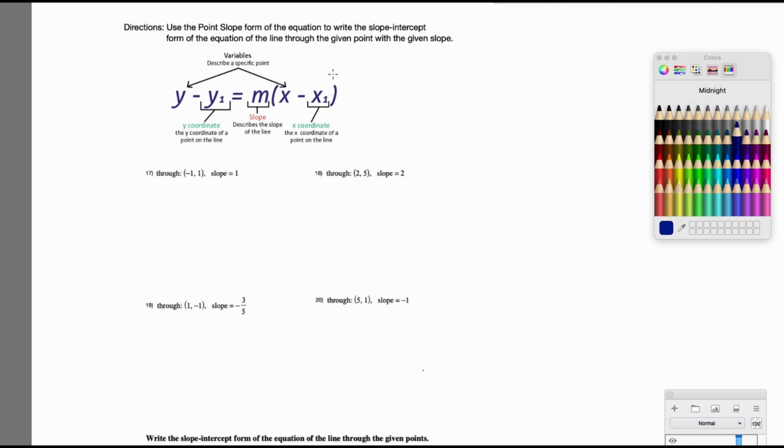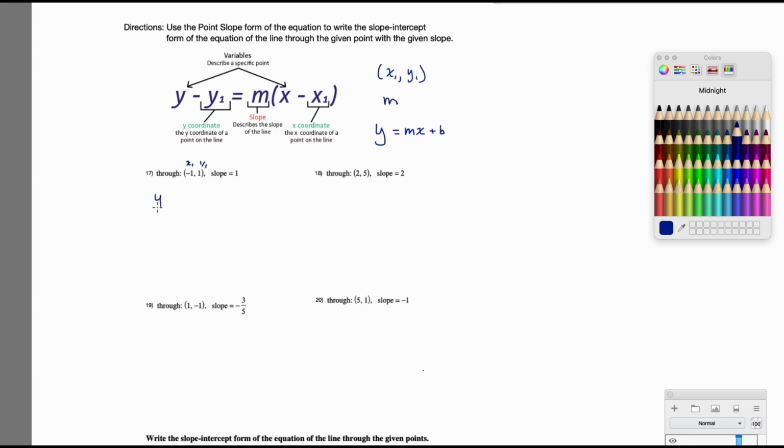In this section, we're going to use the point-slope form of the equation, which is right here, where we have a point x1 and y1 and a slope of m. And we're going to use these two things in order to write the slope-intercept form of the equation, which is y equals mx plus b. Okay, so here we have a point and a slope, so the -1 is an x1 value, and the 1 is a y1 value, and there's our slope, so we're just going to substitute it into our equation.